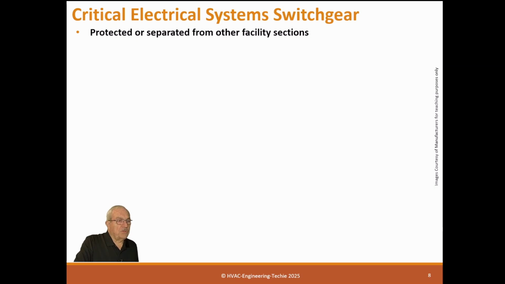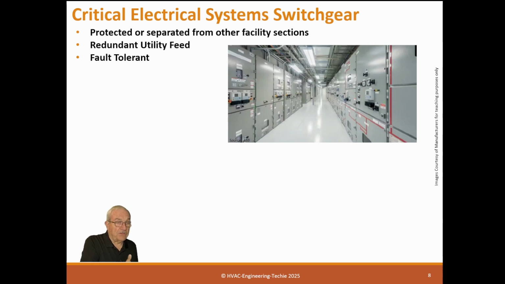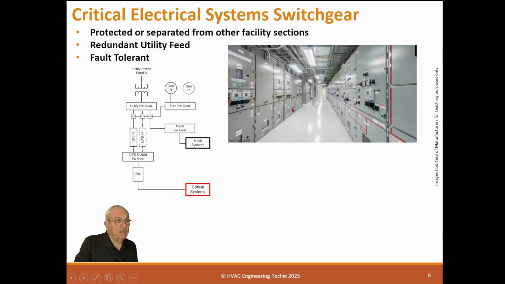So system switchgear, you can have protected or separated from other facility sections. So in other words, you don't want the critical facility being fed right out of the same gear that everything else is fed out of. They come into the SES, and in the critical system, all their switchgear is separated out past the SES. So redundant utility feeds, fault tolerant, meaning they don't have any faults going on. They're normally dedicated equipment rooms for just the critical needs.